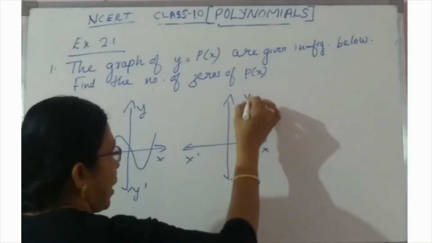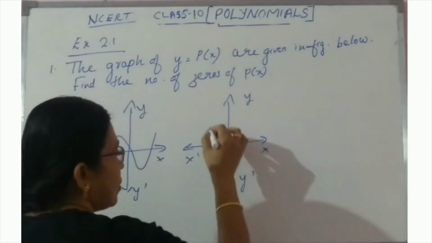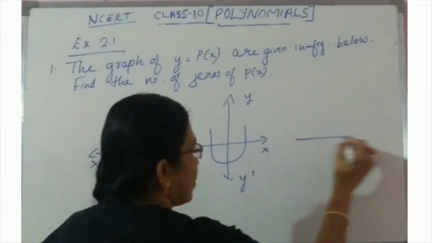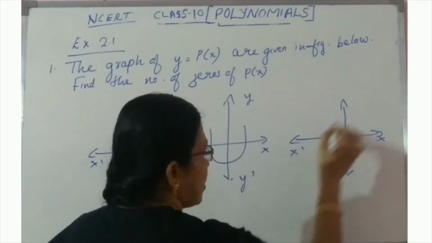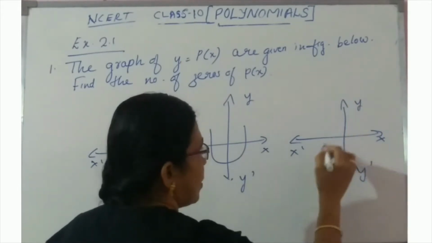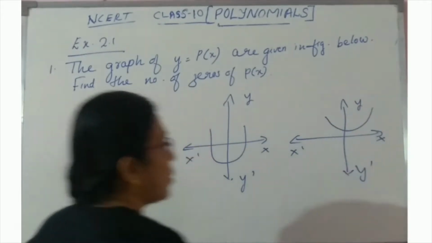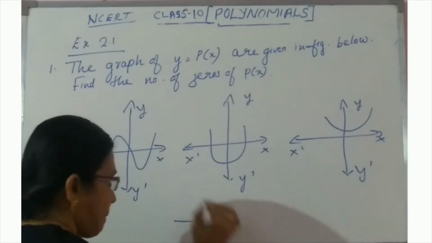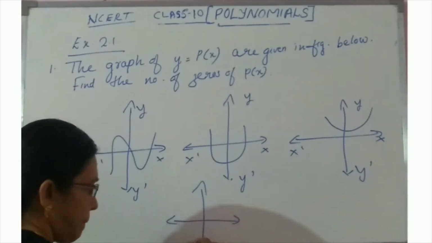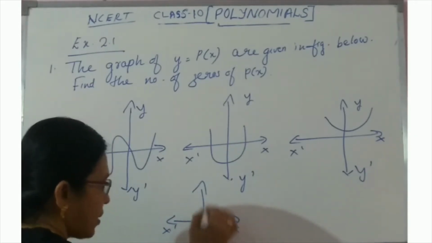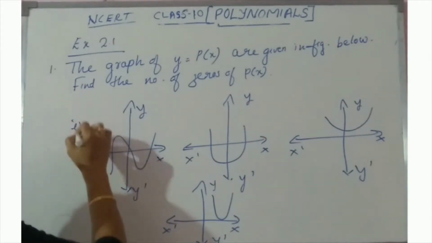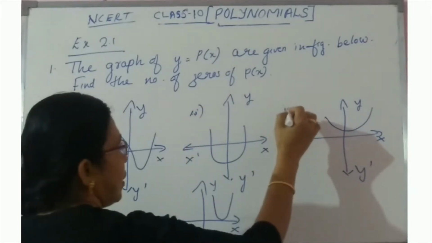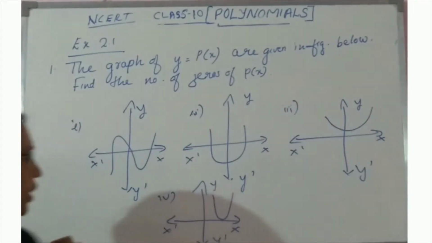x dash and y dash. x dash and y dash. x dash and y dash. So here I have given 4 graphs. This is 1, 2, 3 and 4. Total 4 graphs I have given.